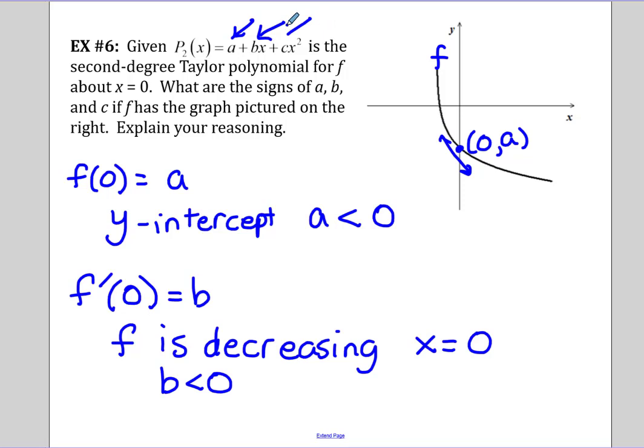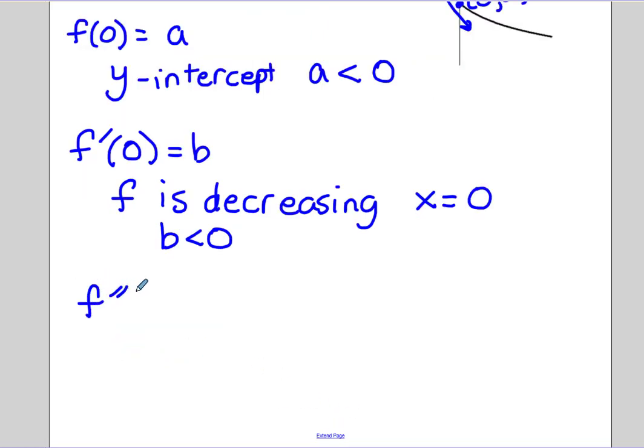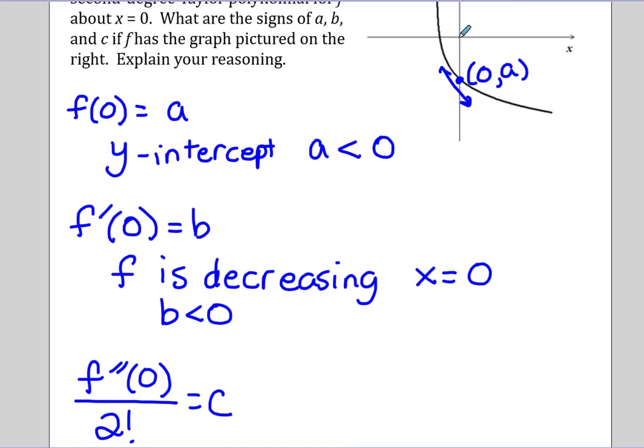And then lastly, our c value represents the second derivative at 0 divided by 2 factorial. Looking at our function graph, f, it's a concave up function at 0. So because it's concave up, our second derivative at 0 has to be a positive number, which means that c would have to be a positive number.